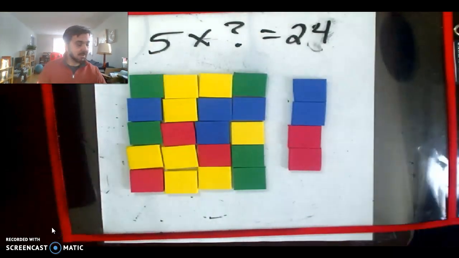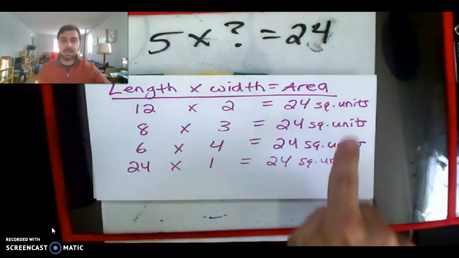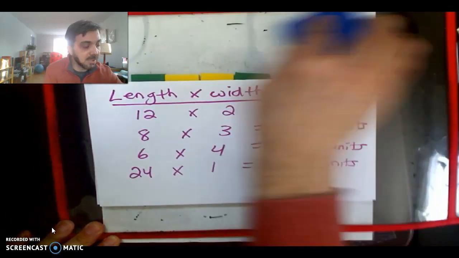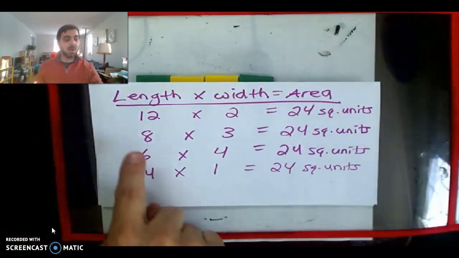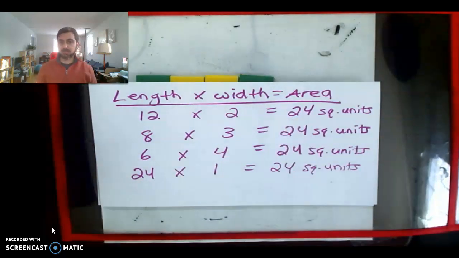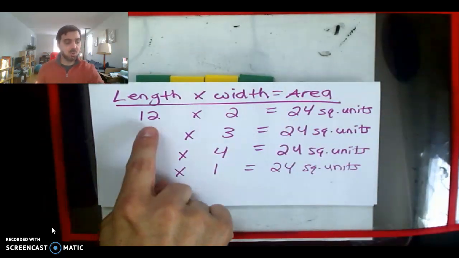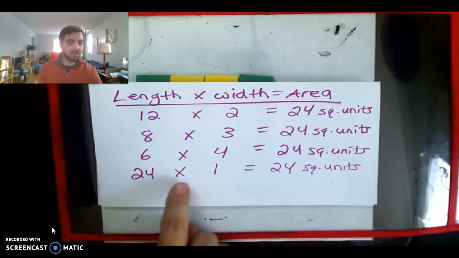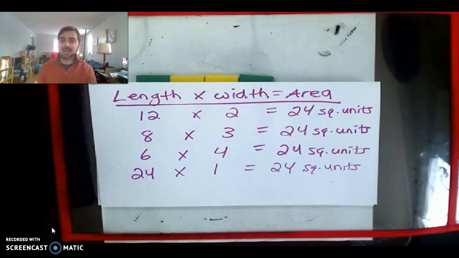Let's look at the information that we have. We figured out using our square inch tiles that all of these numbers, when you multiply them, equal 24. 12 times 2, 8 times 3, 6 times 4, and 24 times 1 are called factor pairs. Pairs because there's 2 of them. They go together. And these are all the factor pairs for 24.